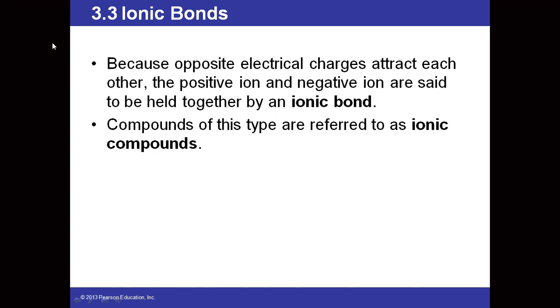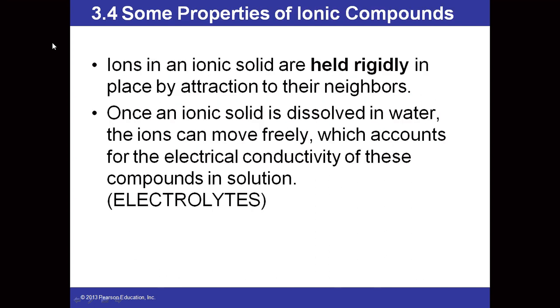Because opposite electric charges attract each other, positive and negative ions tend to attract each other and are held together by an ionic bond. Now, an ionic bond, while strong, is essentially a force of attraction. We usually label this an electrostatic interaction. Compounds of these types are referred to as ionic compounds. Ions in an ionic solid are held rigidly in place by attraction to their neighbors.